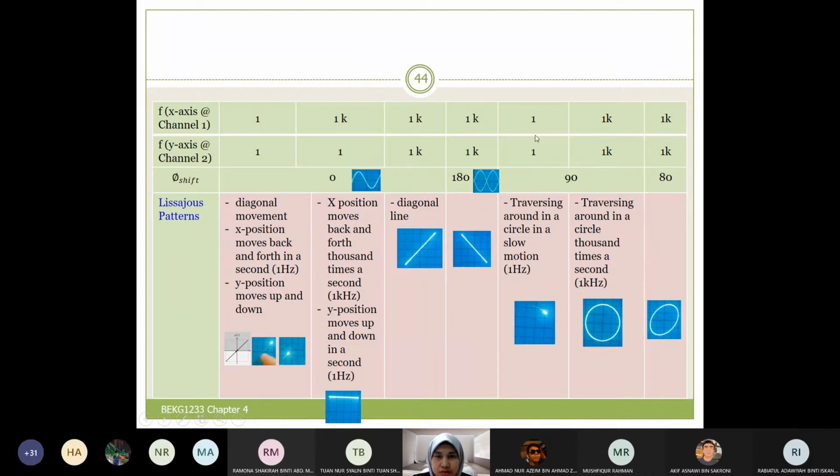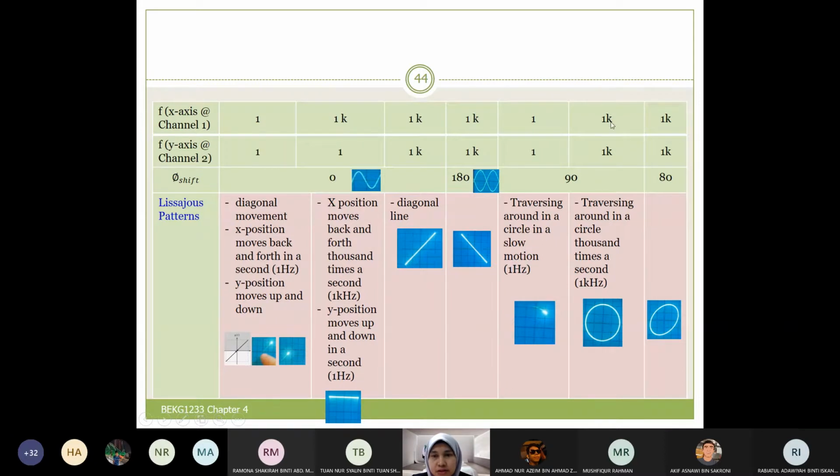Now let's say x-axis is 1 Hertz, y-axis is 1 Hertz, but the phase shift is 90 degrees, meaning that the second waveform leads or lags by 90 degrees. Because of the small frequency, we can see the dot moving around in a circle. Actually this dot is traversing around in a circle in slow motion because of 1 Hertz, only one cycle in a second.